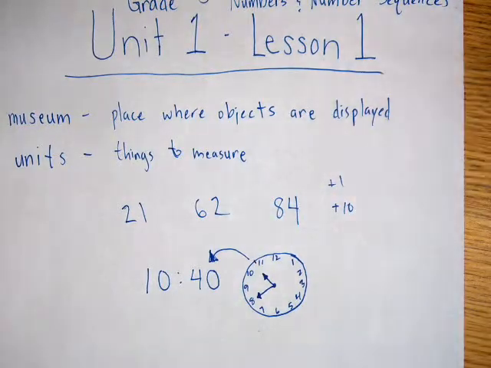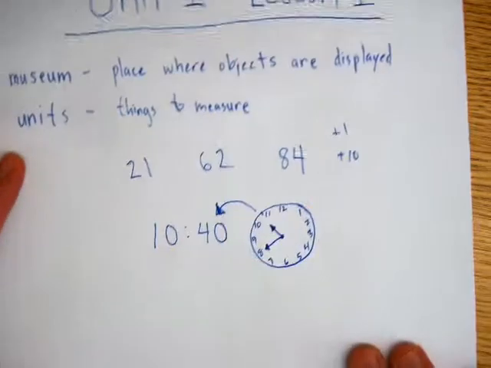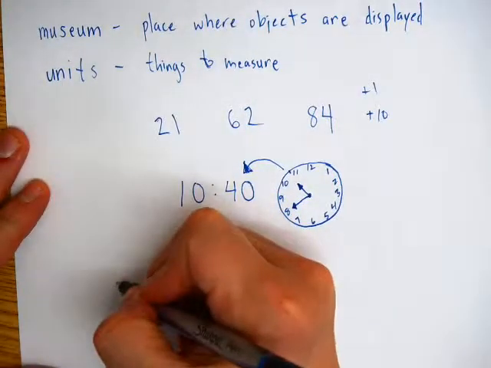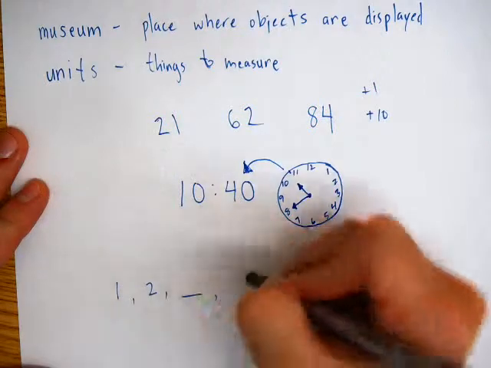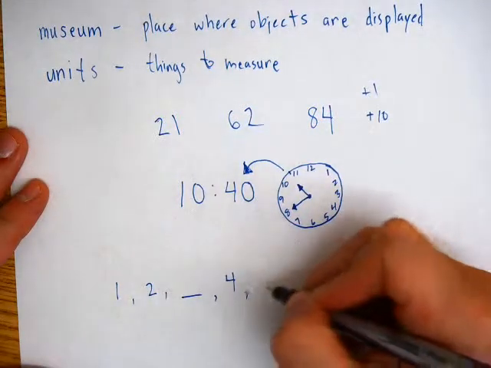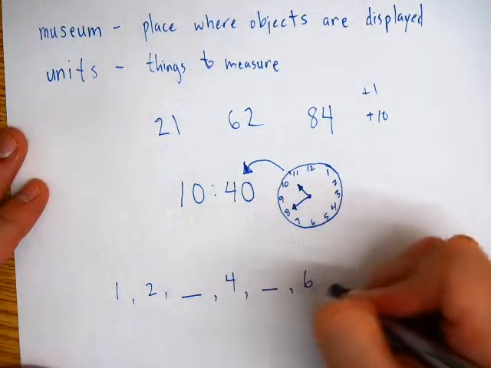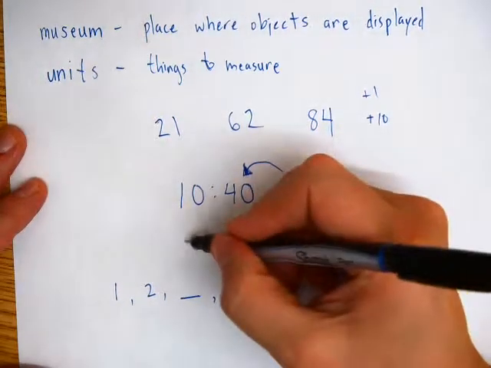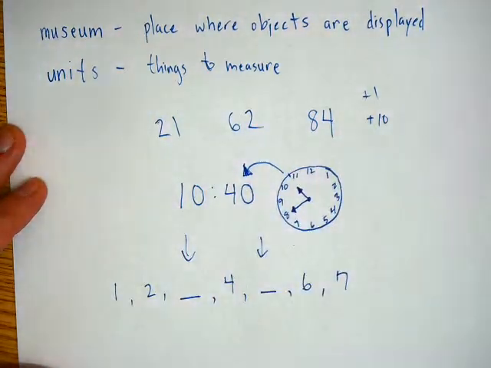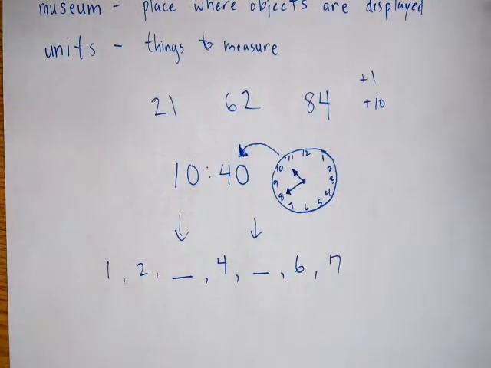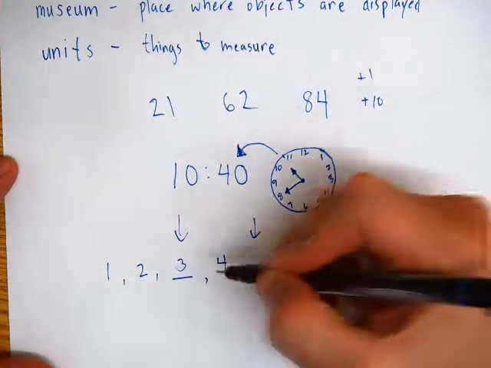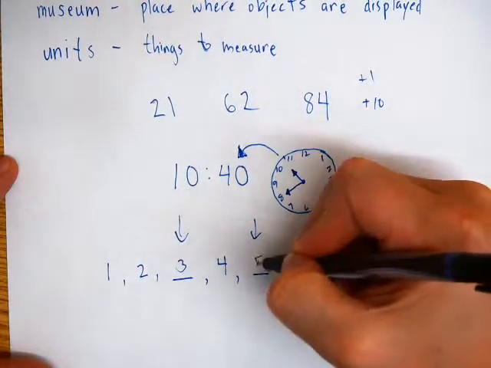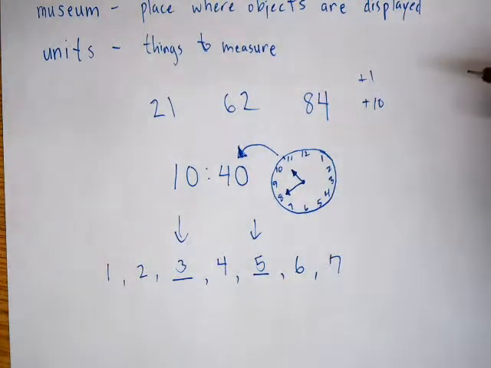And also complete number sequences. So if we have something, I'll just draw a simple one: 1, 2, something, 4, something, 6, 7. We want kids to be able to fill these blanks in, to be able to look at it and say, well, 1, 2, 4, 3 must go in here. 4, something, 6, 5, 6. And fill in those number sequences that way.